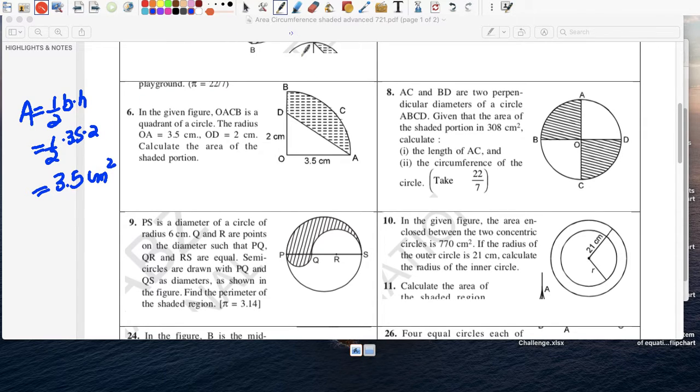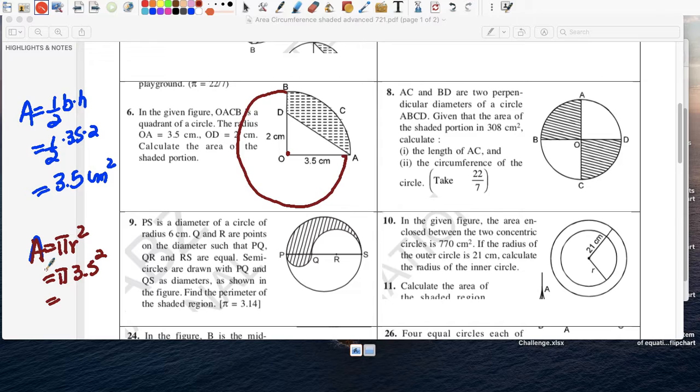Now let's find out the area of the quarter circle. A equals pi r squared, right? So imagine it was a full circle. What's the radius of that full circle? It would be 3.5 to the second power. 3.5 times 3.5 is 12.25, and I'm going to multiply that by pi, and we get 38.